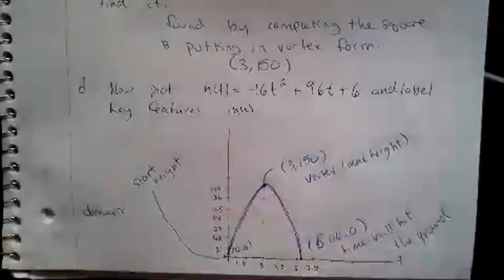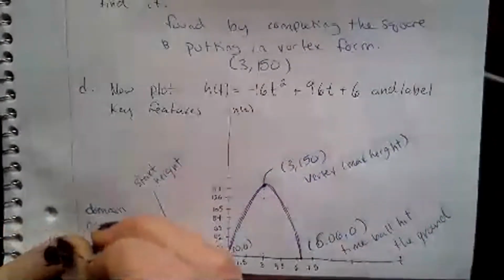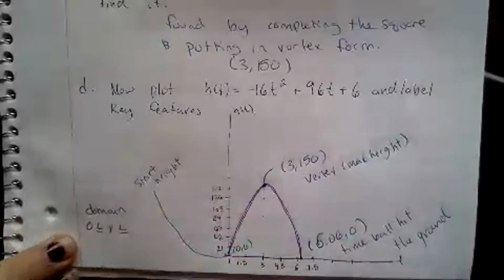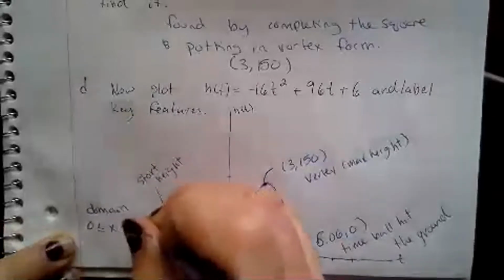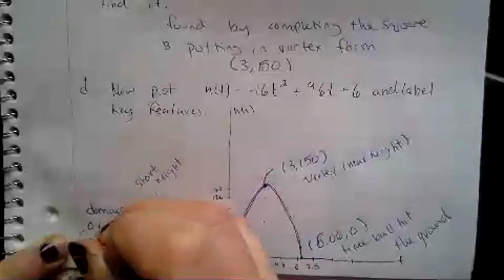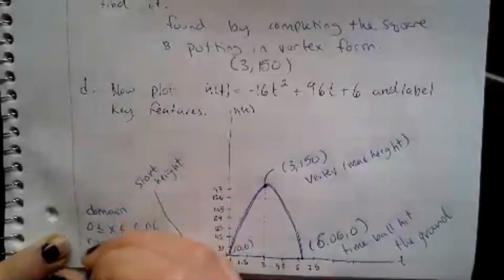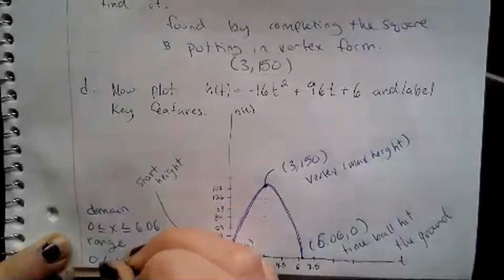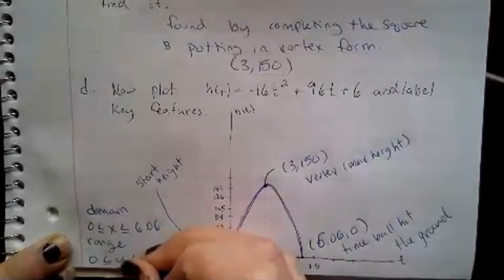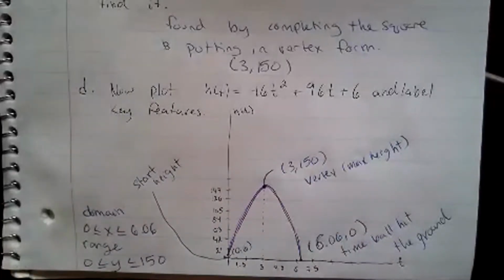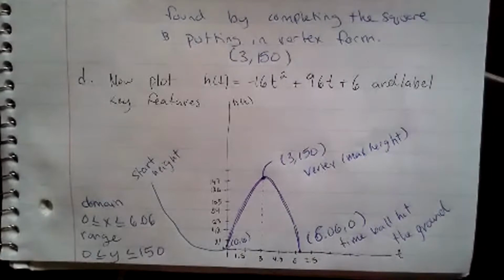Domain would be 0 less than or equal to x, less than or equal to 6.06. And our range is 0 less than or equal to y, less than or equal to 150. All right, that's it. We've graphed our function.